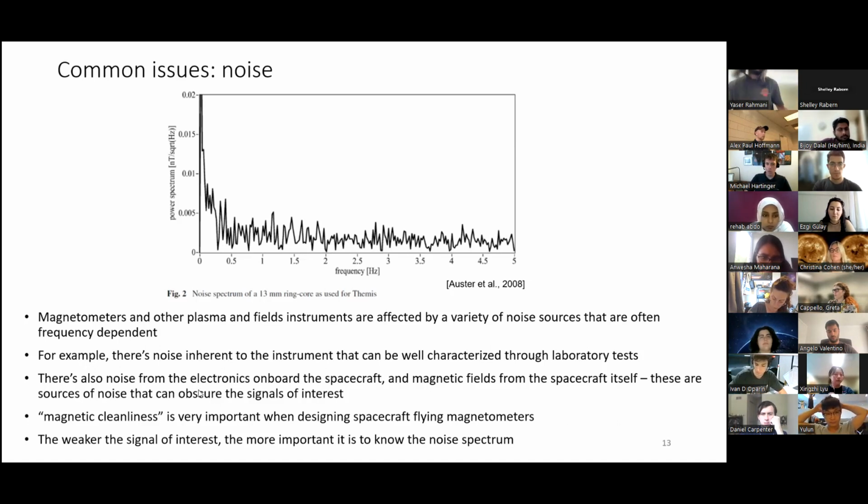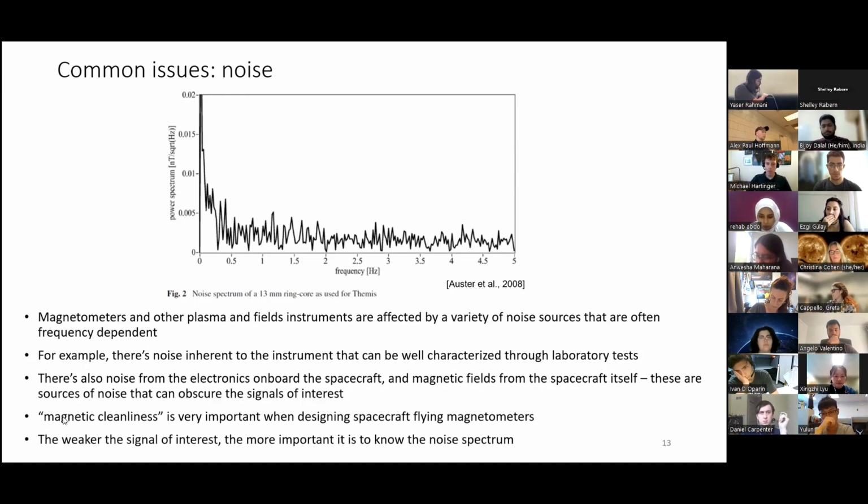But there are also other types of noise. There's noise from the electronics on board the spacecraft and from magnetic fields from the spacecraft itself. A lot of times you try to model these as best you can in advance of launching, but you often discover there are sources of noise you didn't consider, and you just have to correct for that after the satellite launches.